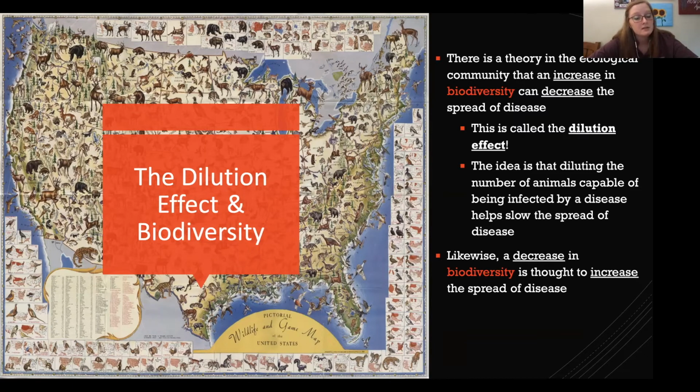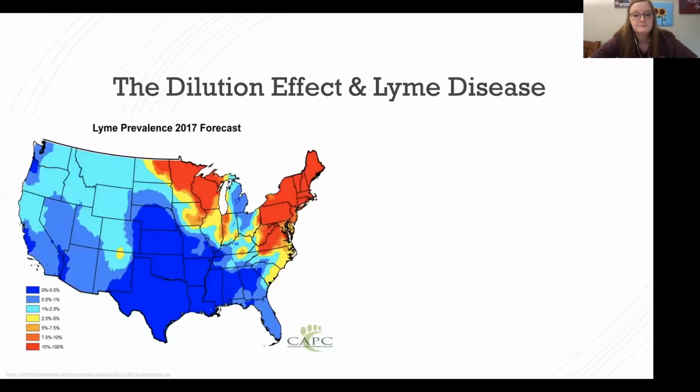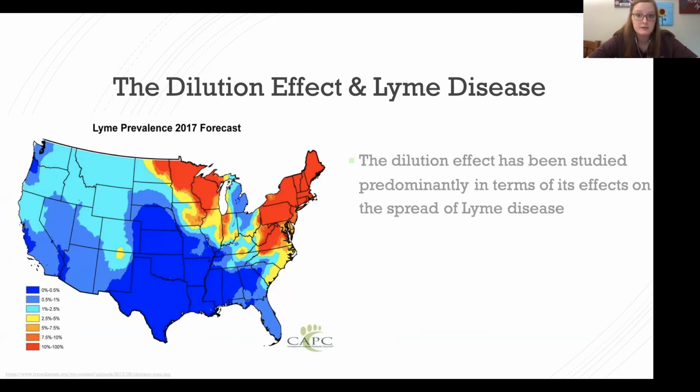I'm going to give us an example here in a minute that I hope will put it all together really well for you. So, Lyme disease is a disease transmitted by ticks. And we'll talk more about that in a minute, but it's the one that this dilution effect has been proven most effectively with. So that's why it's the example we choose.